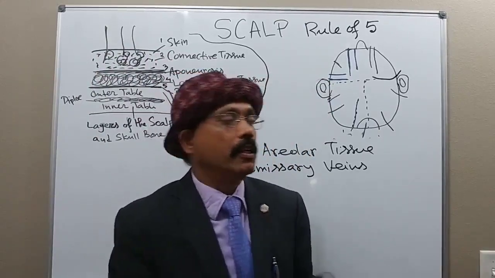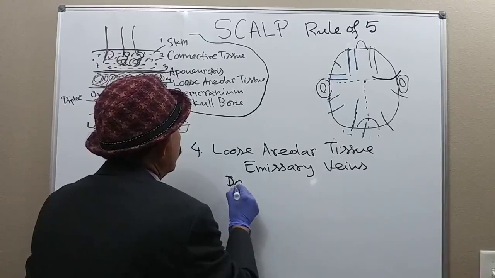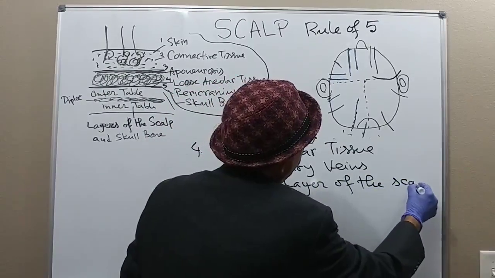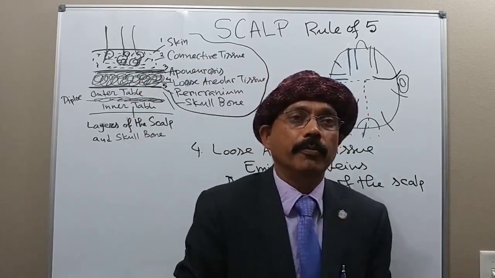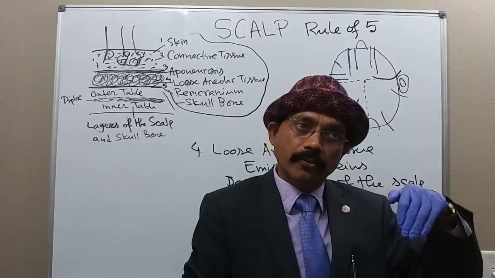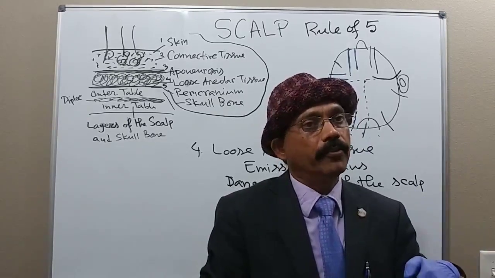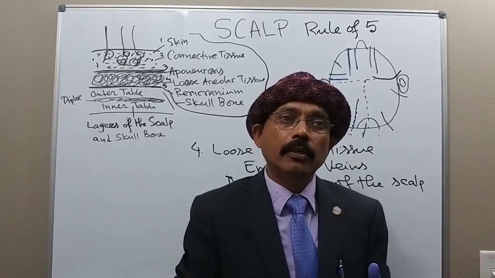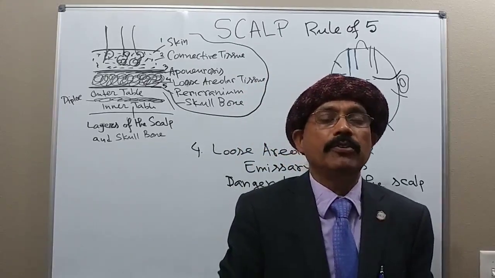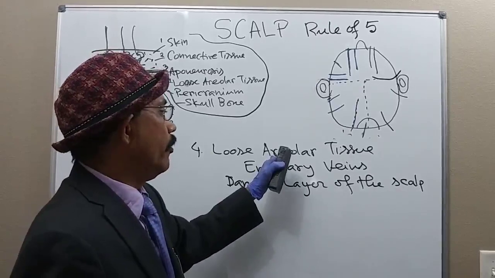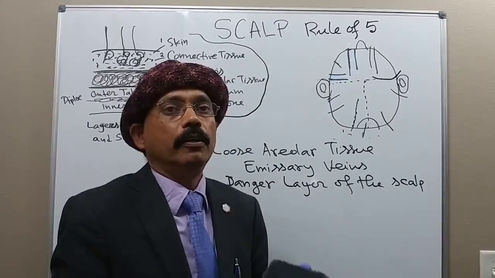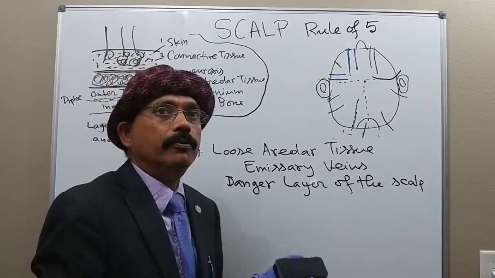This is called the danger layer of the scalp. Why is it called the danger layer? Because infection from the scalp may go through the emissary vein, through the skull bone, and enter into the intracranial dural venous sinuses. So infection from external to the skull bone may go internally to the cranial cavity through the emissary veins, connecting the loose areolar tissue to the intracranial structures. So the brain may be infected, or infection may go to the dural venous sinuses. Okay, this is the loose areolar tissue.